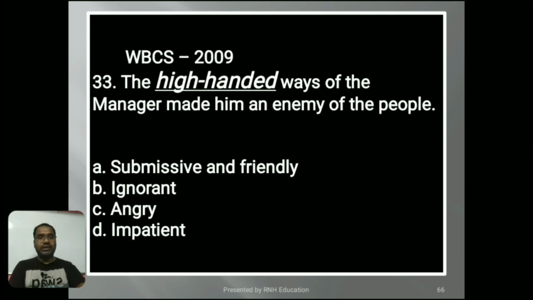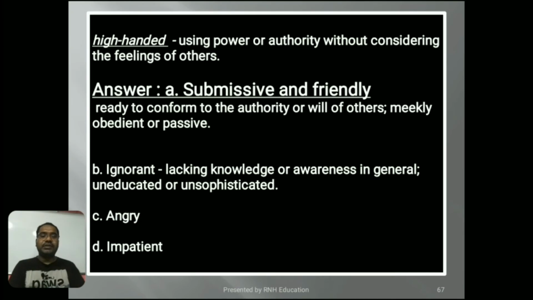Now check the solution section. At first, take the word high-handed. High-handed means using power or authority without considering the feelings of others. So the right opposite word should be submissive and friendly. Submissive and friendly means ready to conform to the authority or will of others, that is, meekly obedient or passive.